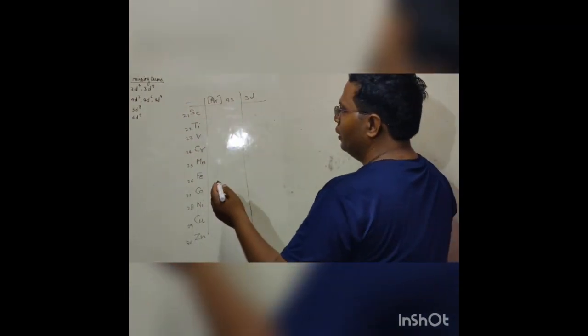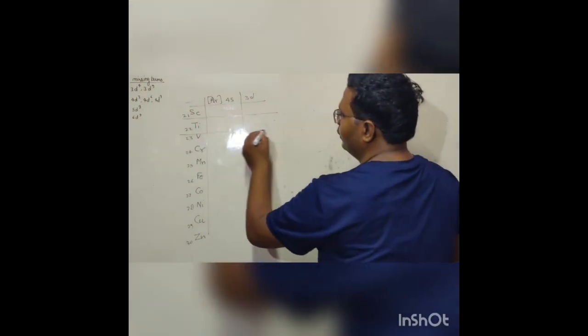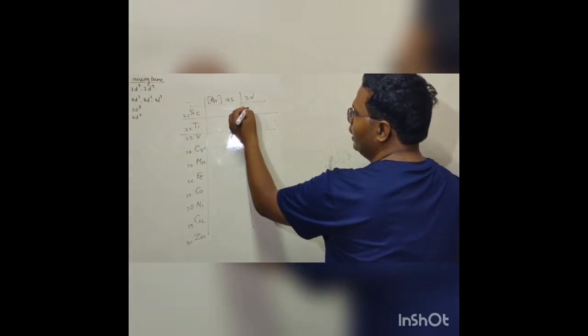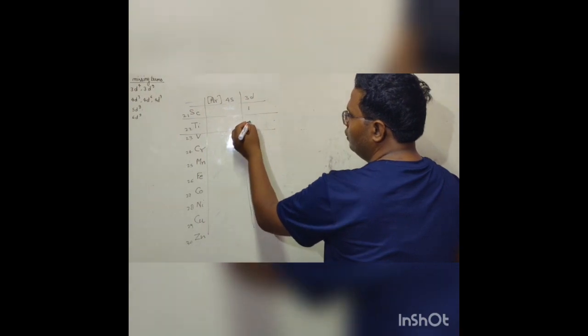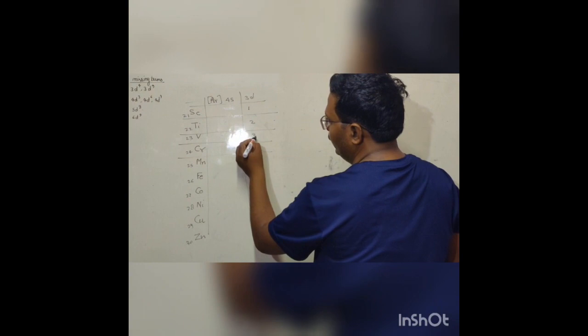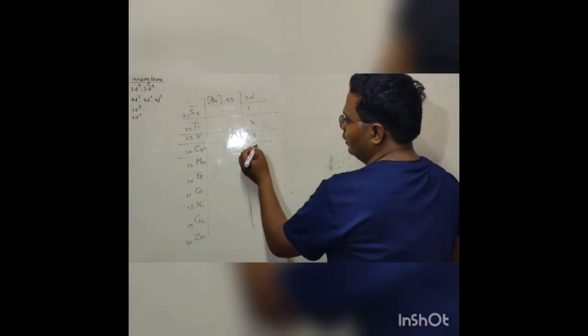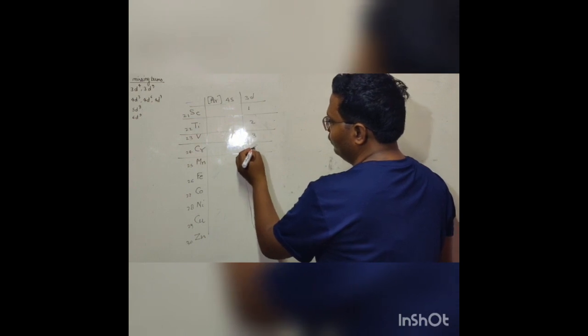In 3D, we will first fill the electrons in the 3D series. Scandium has 1, 2, 3. 3D4 is missing in this series. Now we will write here 5.